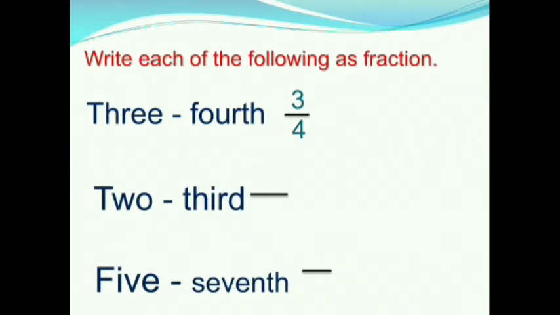In the second one we have two third. The first number name is 2. So 2 is the numerator. The second number name is 3. So 3 is the denominator. Therefore the fraction is 2/3. In the third one we have five seventh. The first number name is 5. So 5 is the numerator. The second number name is 7. So 7 is the denominator. Therefore the fraction is 5/7.